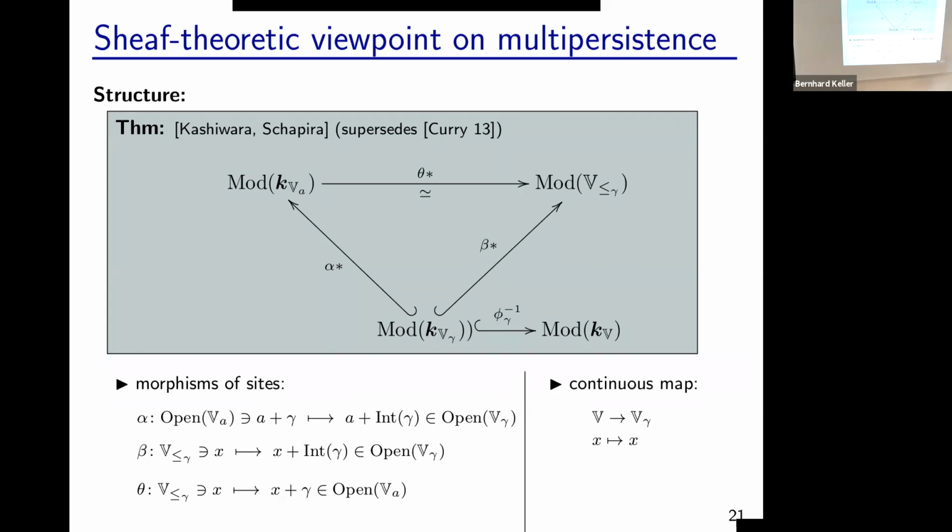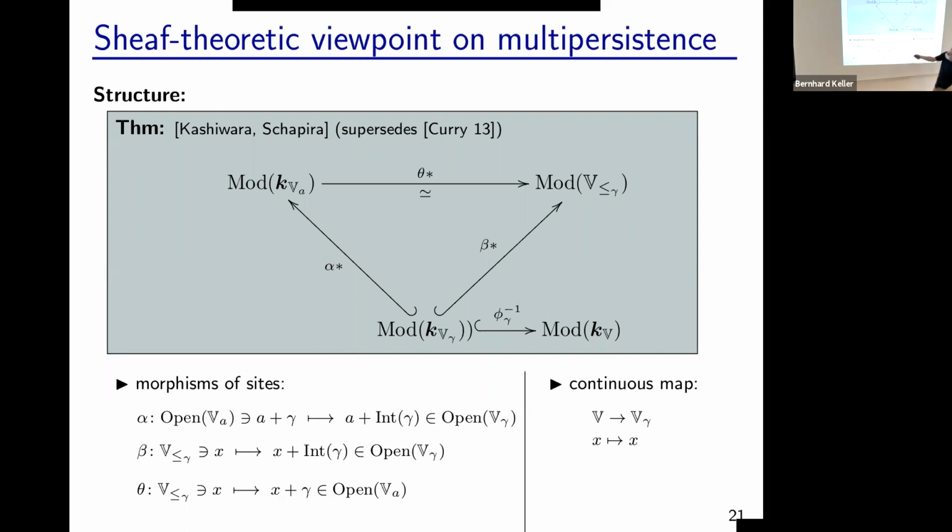The sheaves over V is the Euclidean topology. And this diagram, which was proven by Kashiwara and Schapira, basically connects everything together. Okay? So first of all, this functor here is an equivalence of categories, and basically the gamma sheaves embed into both the Alexandrov sheaves and the Euclidean sheaves.